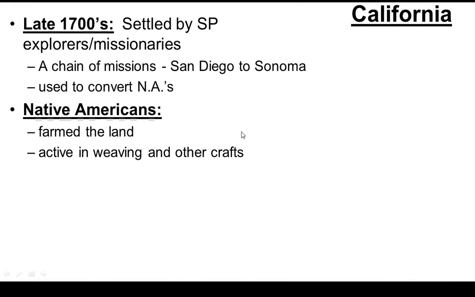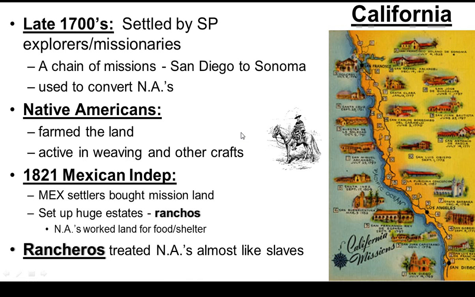California, late 1700s, was settled by the Spanish explorers and missionaries as well. There's a long chain of missions that went up and down the coast here, and of course missions were used to convert Native Americans to Christianity. But Native Americans there, like other Native peoples in Central and South America, had been basically utilized as slave labor, for example, like the encomienda system in the past centuries in those regions.